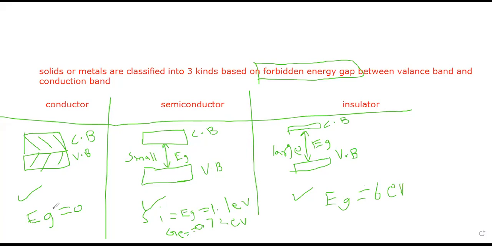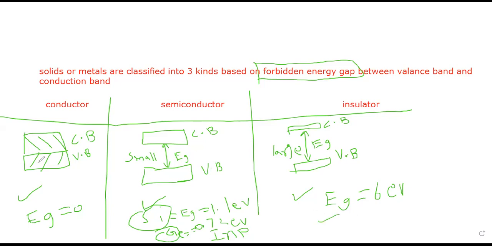Next, examples for conductors are all metals. Examples for semiconductors are silicon and germanium. These are element type semiconductors. Indium phosphide is a compound type semiconductor. Next, wood, plastic, rubber, diamond, all of these are insulators.